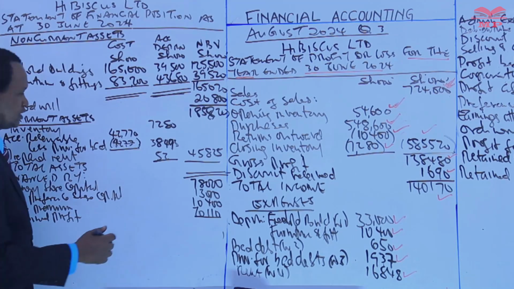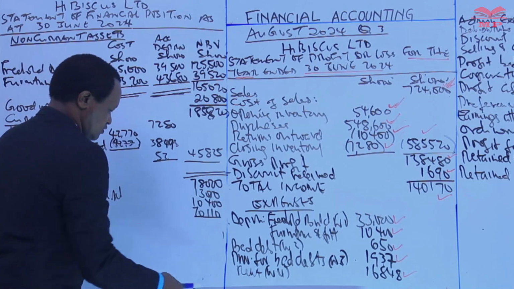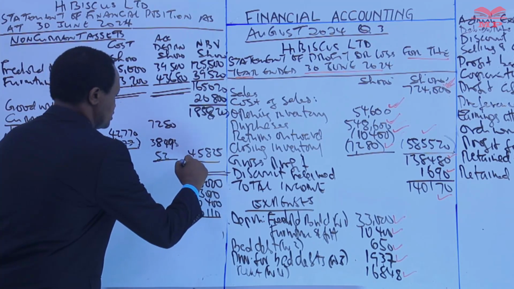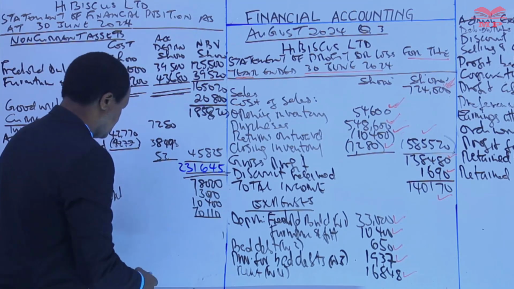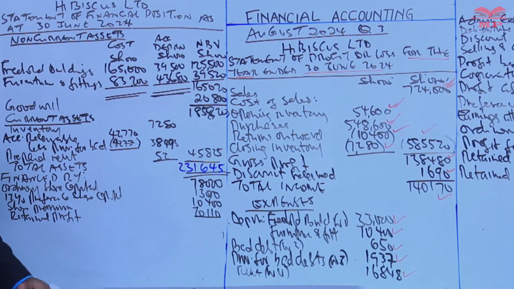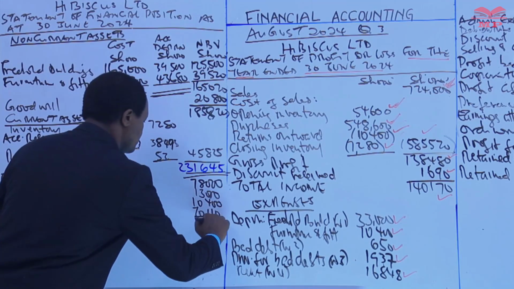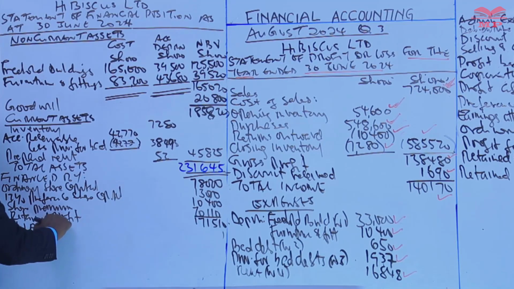231,645 is the total assets. Someone says that is the total assets. 171,510 is total equity. Then we add liabilities to equity.